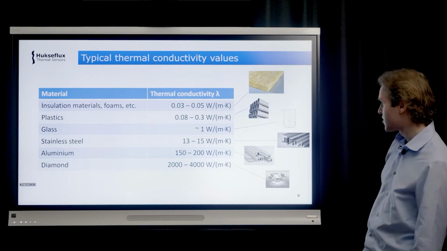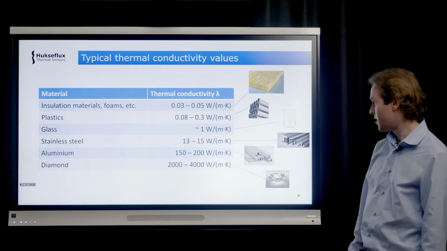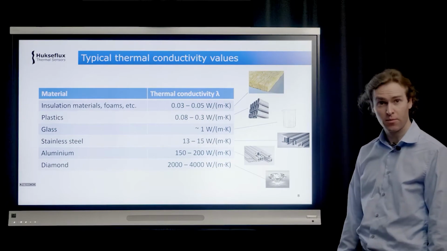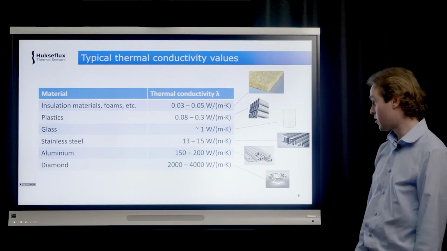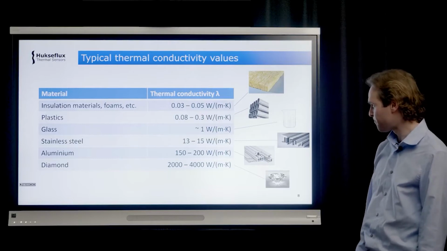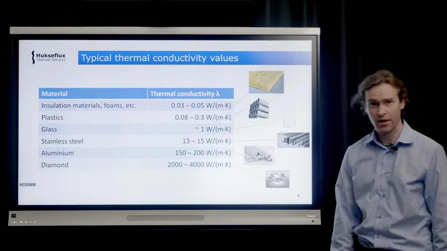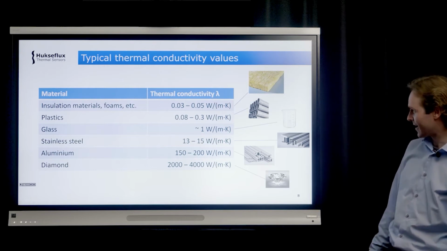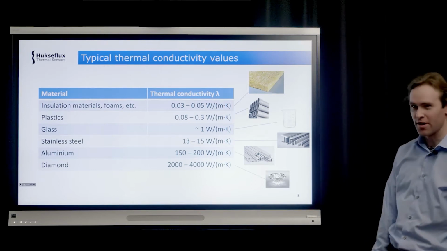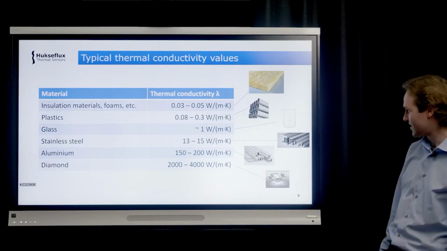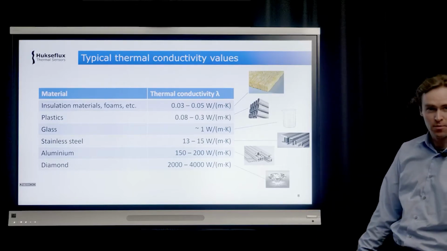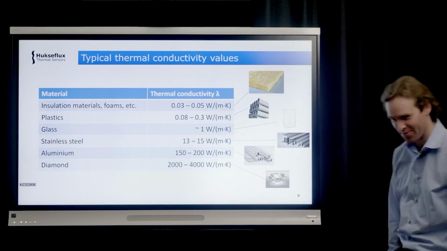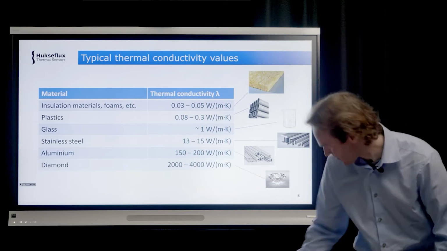Then we have some alloys like stainless steel, which are already pretty good conductors. They have a thermal conductivity of about 13 to 15 watt per meter Kelvin, but they are not as good as aluminum. So aluminum is around 200 watt per meter Kelvin. And then there are some exotic materials like diamond, which have really high thermal conductivities that go up into the thousands of watt per meter Kelvin. But those are really exotic.